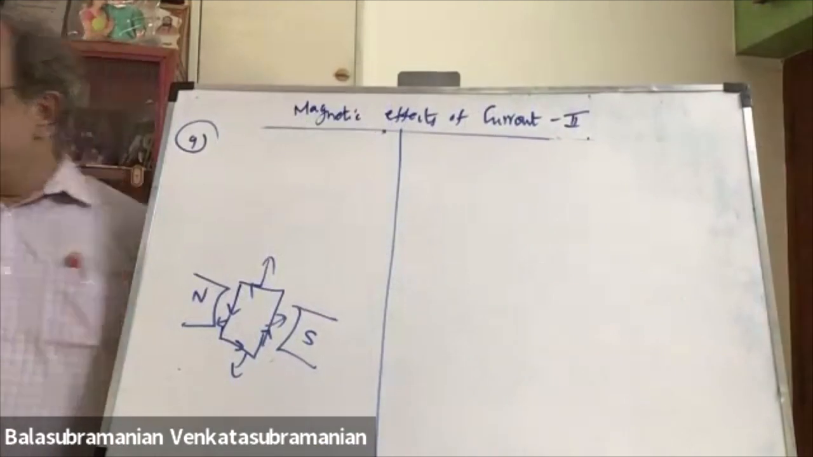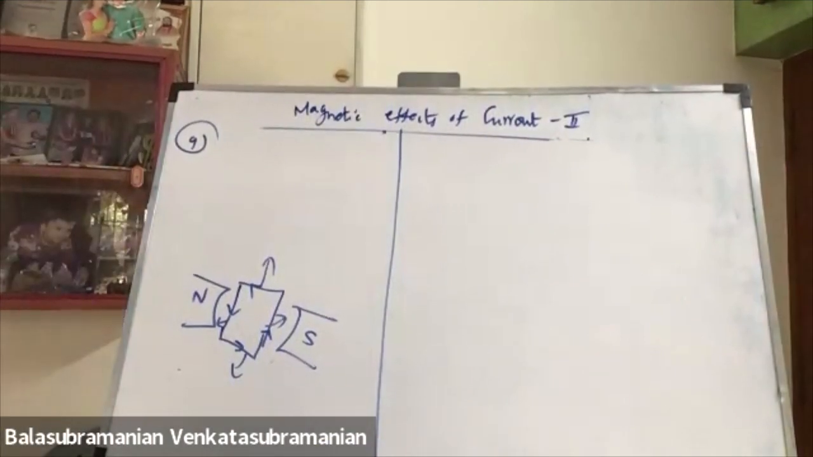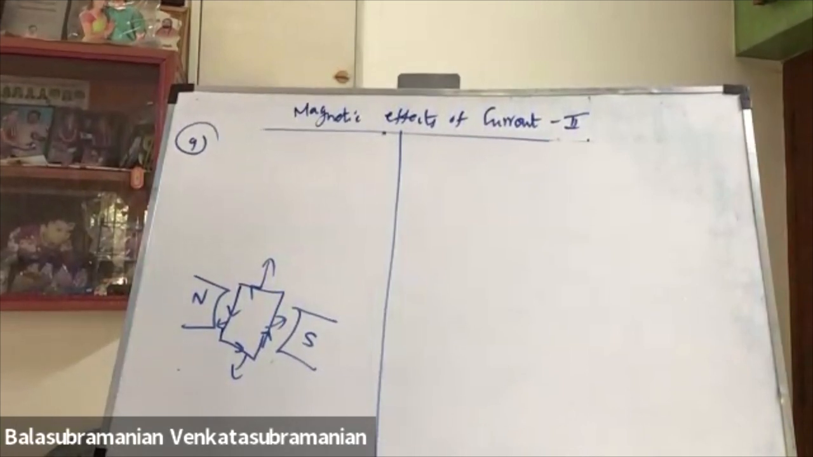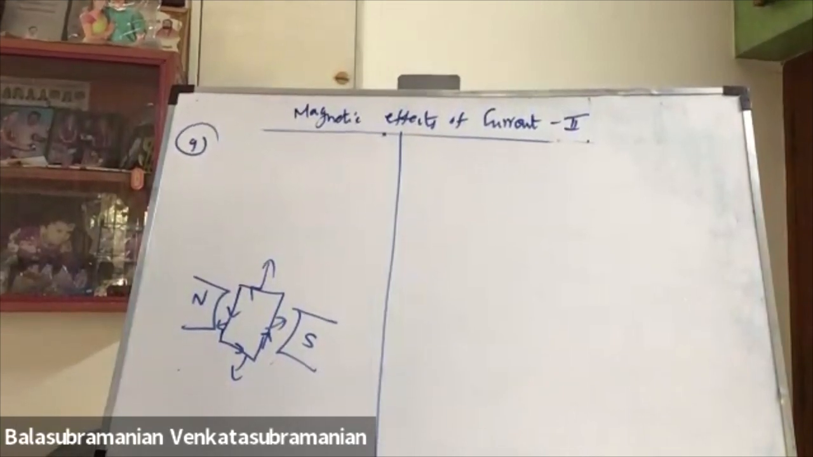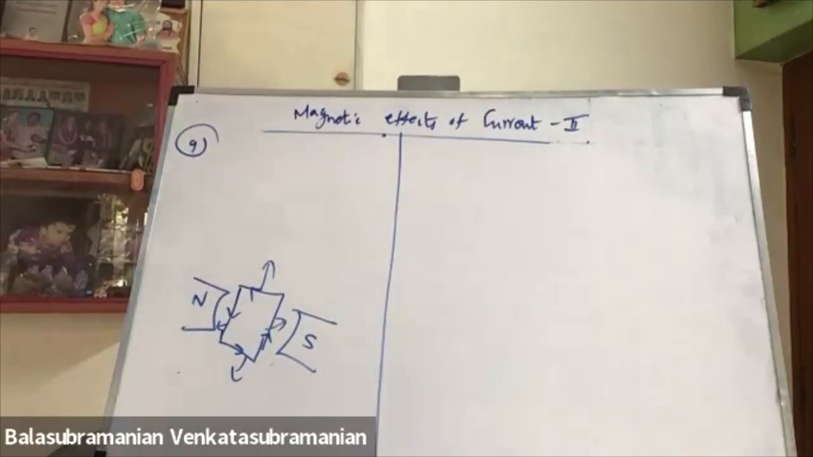9th problem. A square coil of radius 10 centimeter, 20 turns, carries a current of 12 ampere. Angle subtended 30 degree with the direction of magnetic field 0.8 Tesla. What is the magnitude of the torque? This is the question.